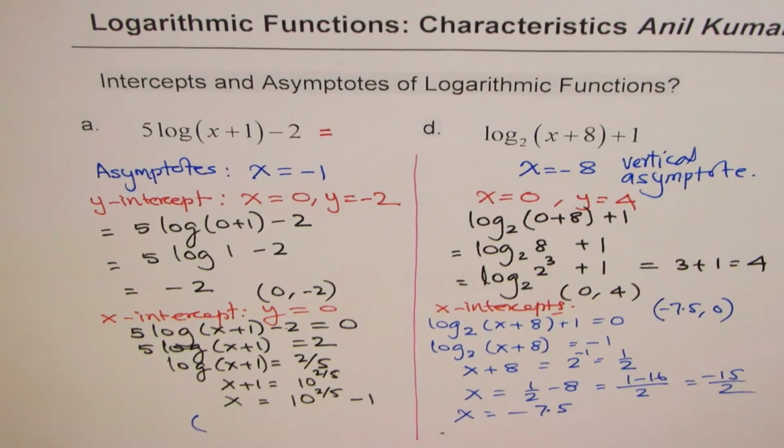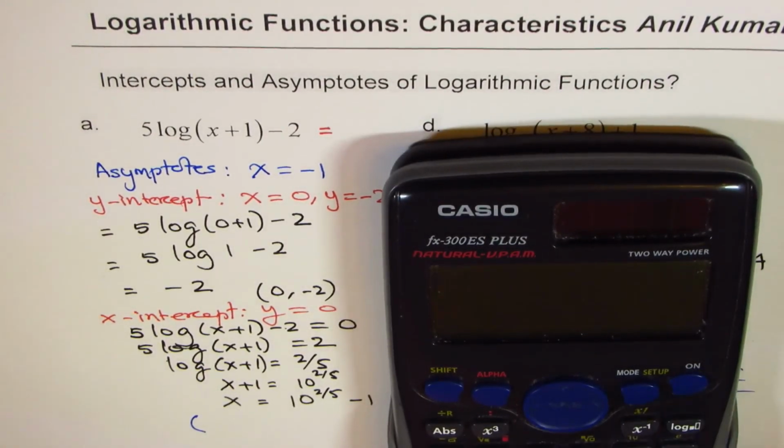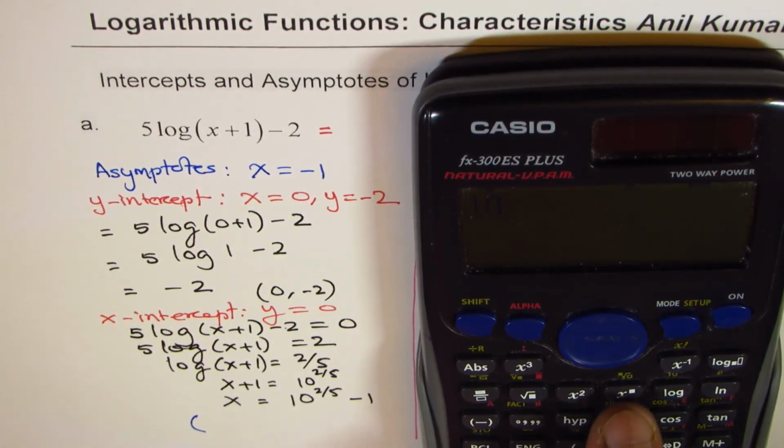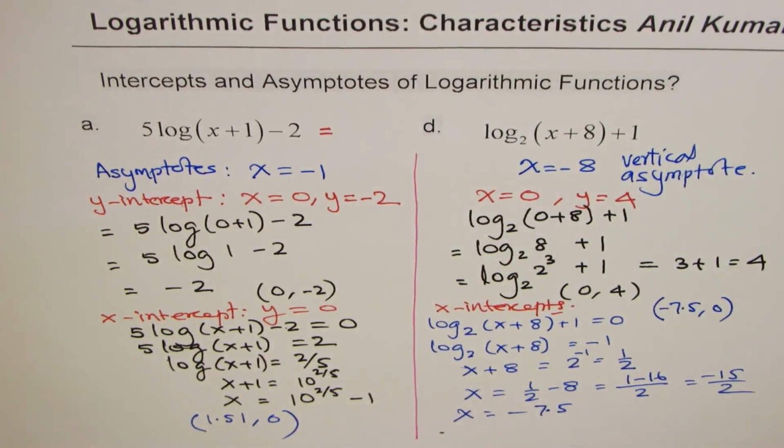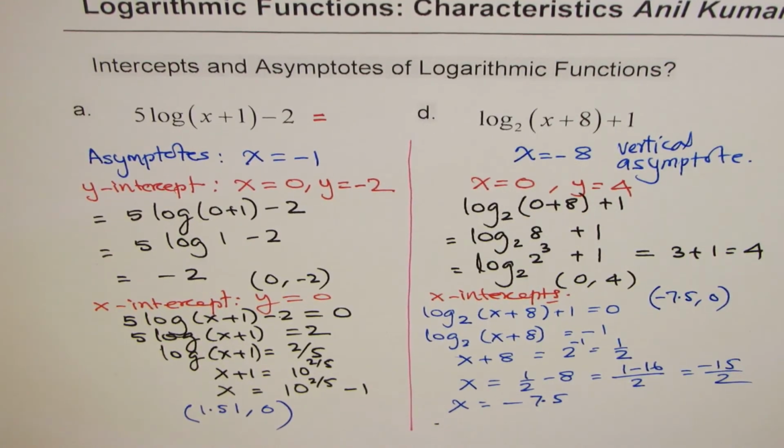So let's write down this value. Okay, let's calculate this value. So we have 10 to the power of 2 divided by 5, which is some decimal number, minus 1, equals 1.51. So we can write this as (1.51, 0), correct? So that is how you can calculate the x and y intercepts of logarithmic functions. So I hope that is absolutely clear.